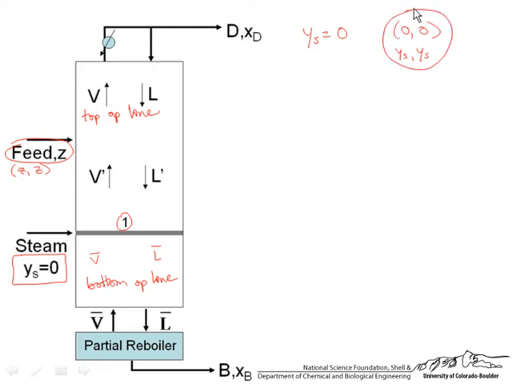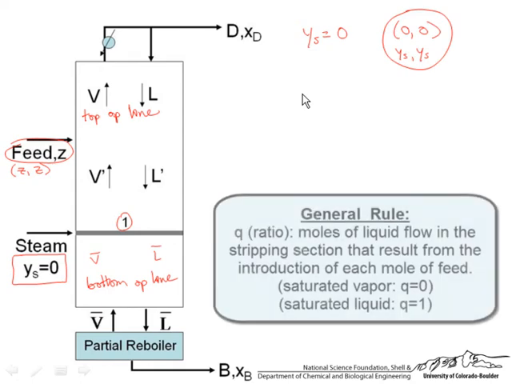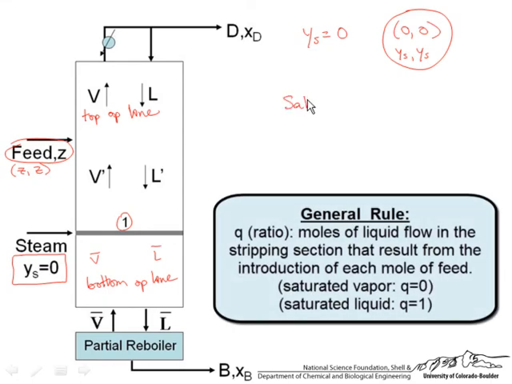What's the slope of this line? Well, the slope is going to depend on the quality of the feed, and this is a saturated vapor, so it's going to be horizontal. That is, for a saturated vapor, Q equals L bar minus L prime over the feed. Because the feed of the steam line is all vapor, L bar equals L prime, and so this equals 0.